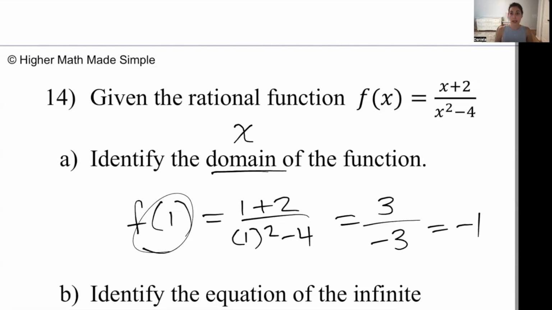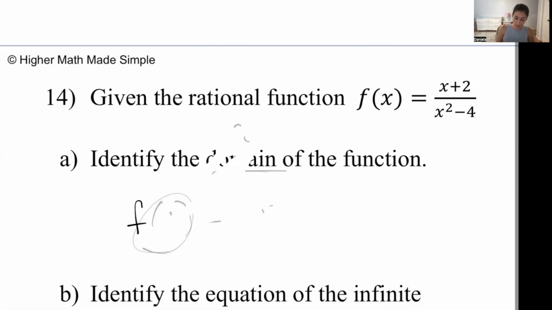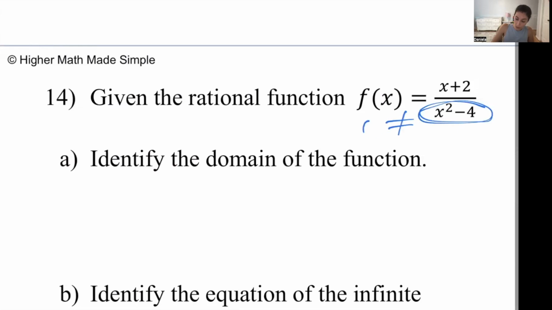So this is asking, is the domain all real numbers? Can I plug in any x value and always get a defined answer? And the answer to this question, whenever you have a rational function, there's always going to be some sort of exclusion. Remember, a rational function is you have a polynomial up top and on the bottom. And because you have a variable on the bottom, that's an issue.